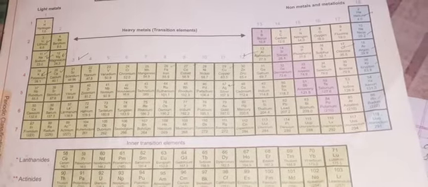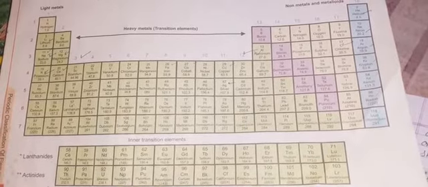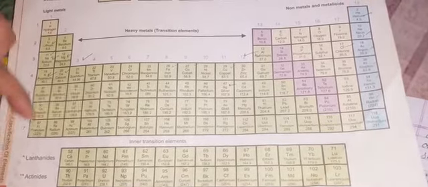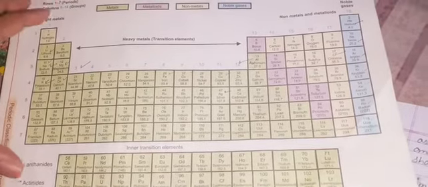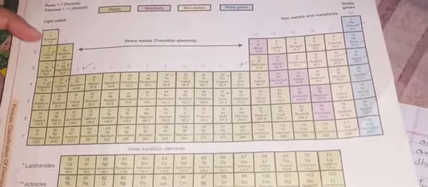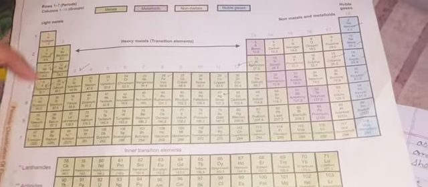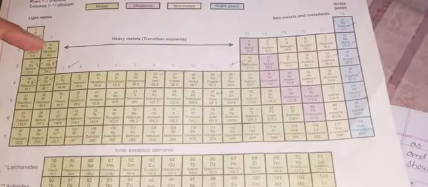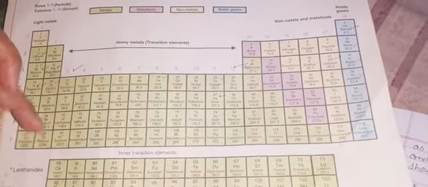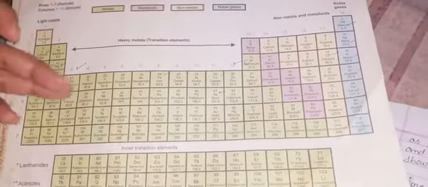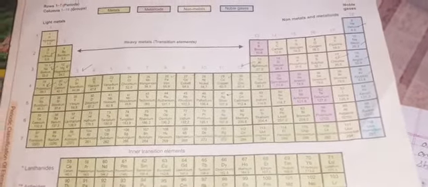Hello children. I have made this video especially to show why the properties of same group elements are similar. What is the reason? What is the cause? All the elements of the first group will show similar properties. Similarly, all the elements of this group will show similar properties, and so on. All the members of a group will show similar properties. What is the reason behind this?